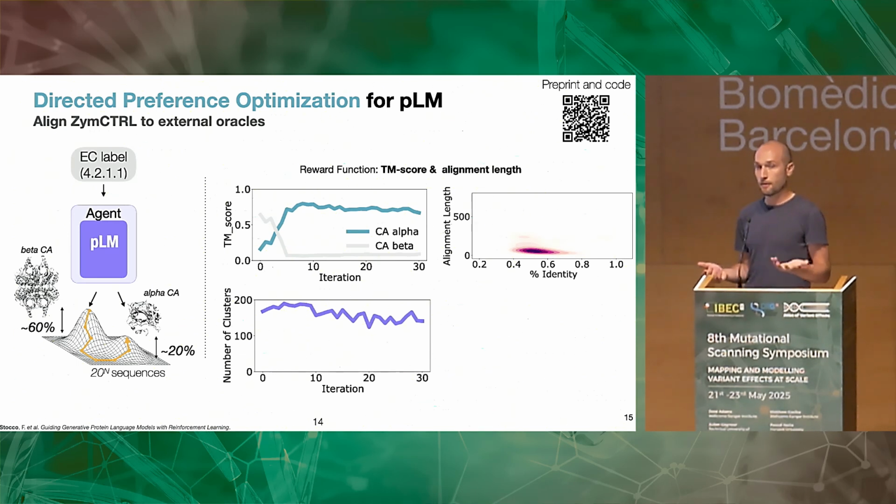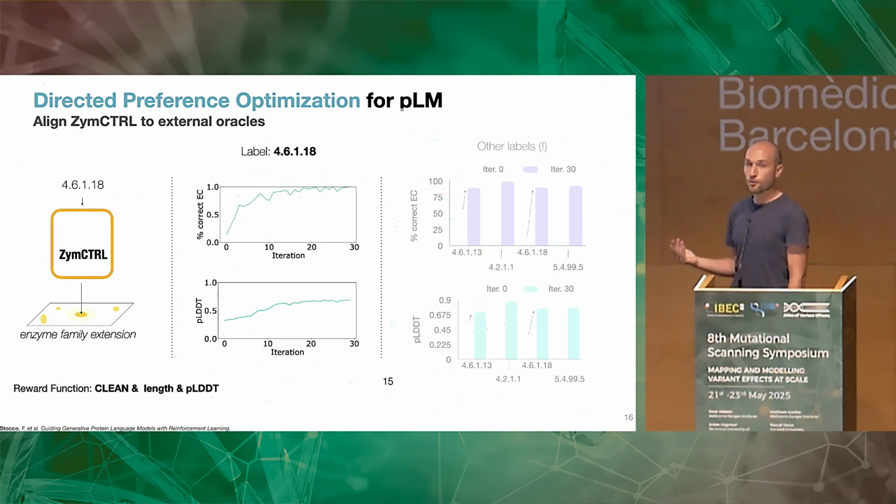TM score is a score that is retrieved when you superimpose two proteins, and if this TM score is more than 0.5, then we consider that the fold is basically the same. And as you can see here, over iterations we have an improvement, and most of the sequences are alpha carbonic anhydrase, without affecting negatively the number of clusters or the sequence identity produced.